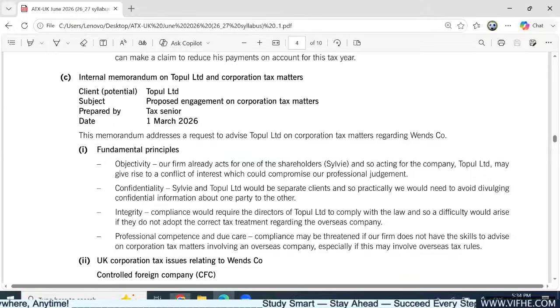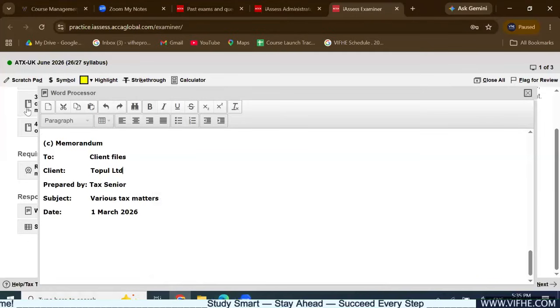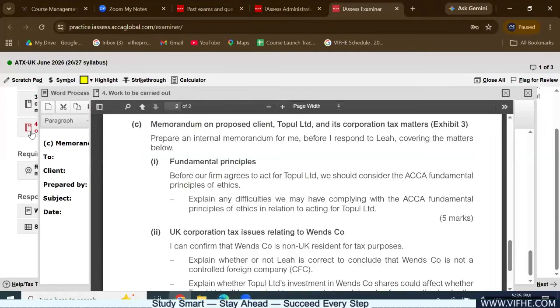Obviously, they are indicating the same date. Let me just have a look at Exhibit 4, because obviously there is no change in the date. So whatever the date we have read in the start of this question, that is going to be used. It is going to be prepared by either you call yourself a tax senior or tax manager. That's totally up to you. But then what is going to be the subject? See, this requirement C memorandum is going to discuss the fundamental principles as well as your UK corporation tax issues.